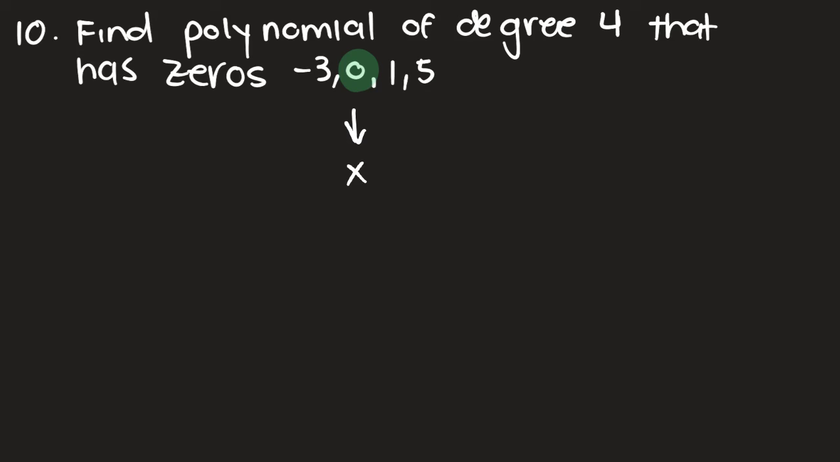This one right here, if I have a 0 of negative 3, my factor is going to be x plus 3. Okay? This one right here, if I have a 0 of 1, my factor turns out to be x minus 1. And then this one over here, if I have a 0 of 5, my factor is going to be x minus 5. That's it. At this point, we have our polynomial.